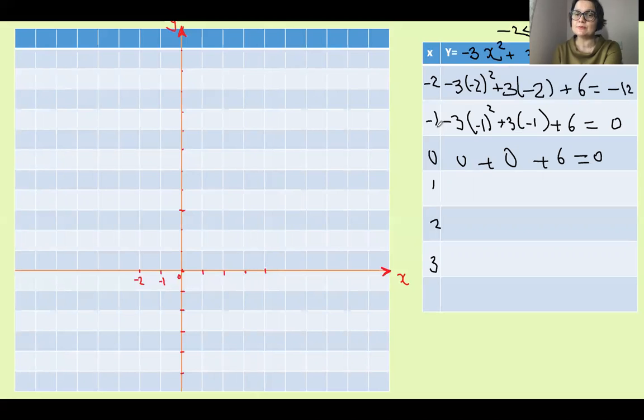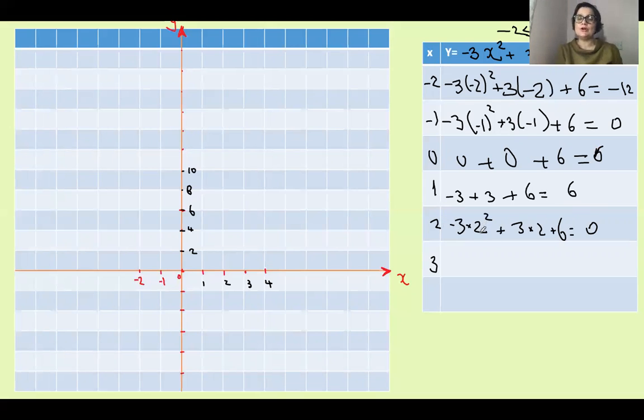After you substitute -1, let me put a little multiplication here and a little multiplication here. So you know that 3x means 3 times x, and -3x to the power of 2 means -3 times x to the power of 2. So the answer is going to be 0. When you substitute the 0 here, the answer is going to be 6. So it's meant to be a 6 here. And then after you substitute the 1, the answer is going to be 6 again. When you substitute the 2, you see, you don't need to use a bracket for positive values of x, just leave them as they are.